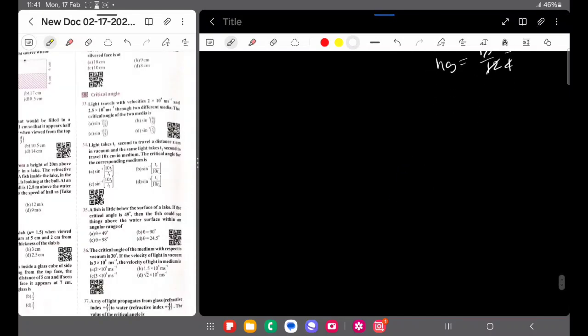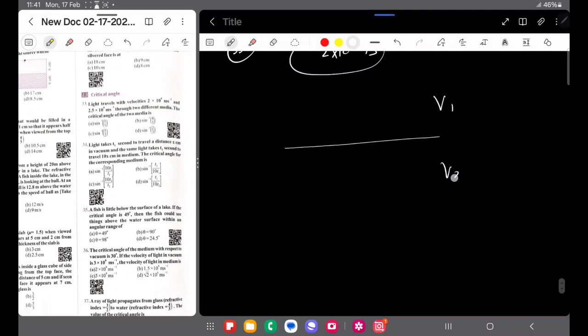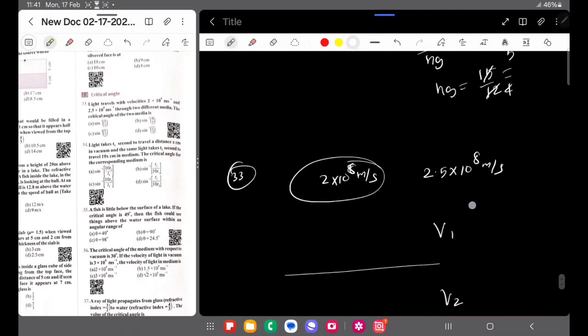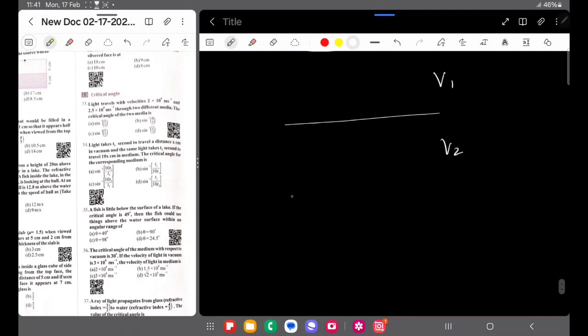Now look into question number 33. Light travels with two velocities in two different media. In the first medium, it travels with the speed of 2 into 10 to the power 8. In the second medium, it is traveling at the speed of 2.5 into 10 to the power 8 meter per second. So in the first medium, its speed is drastically reduced. So it should be a denser medium. In the first medium, the speed is v1. Then in the second medium, the speed is v2. In the question, they are asking us to calculate the critical angle. We know the formula for the critical angle.